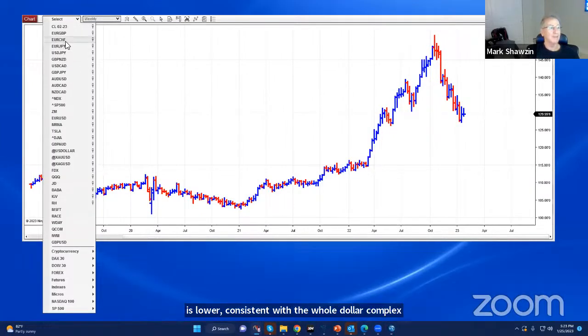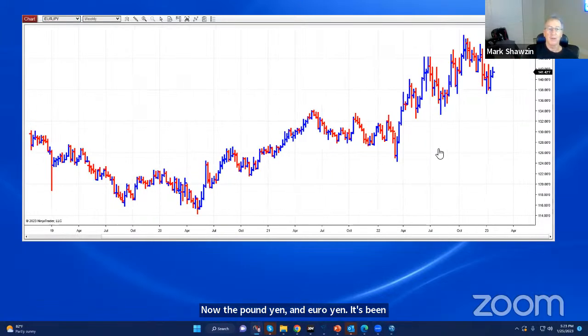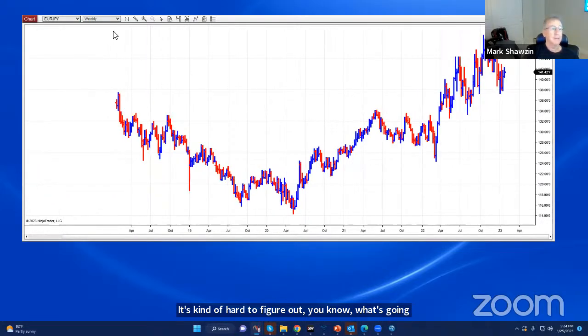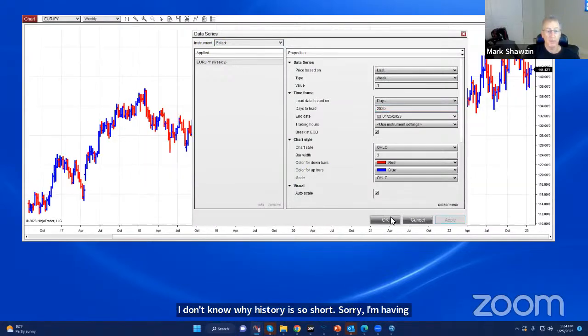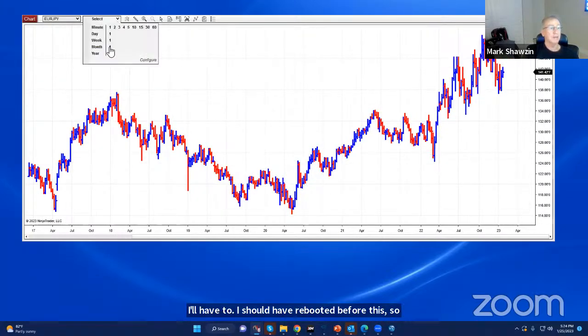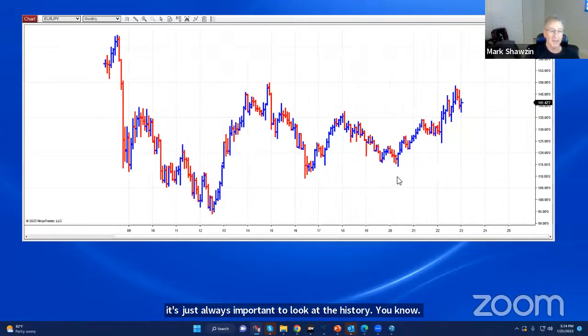Now, the pound yen and euro yen, with the central bank and what have you, it's kind of hard to figure out what's going on here. I don't know why the history is so short. Sorry, I'm having a lot of computer problems here. I should have rebooted before this. So it's just always important to look at the history, see where the major levels come in.